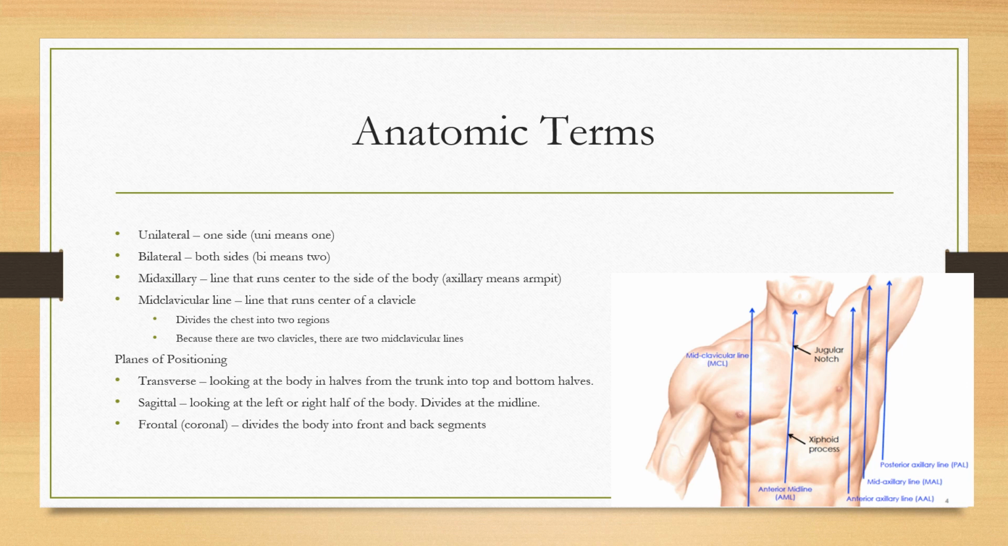So unilateral, so anytime you see uni, it means one. So lateral meaning side, so one side. Bilateral, so bi means two. So like a bicycle, you have two wheels, both sides in this case. Midsagittal, this is the line that runs down the center of the body. So this splits you in two equal parts straight down your nose and down your sternum. Mid-axillary, this is the center line where your armpit is.